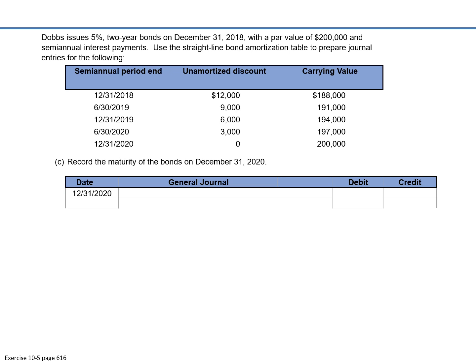All right, and then finally they want us to record the maturity of the bonds on December 31st of 20. Well, we're going to pay back our bondholders, right? So we're going to reduce our bonds payable. We do that with the debit. We're going to credit cash. Easy peasy.